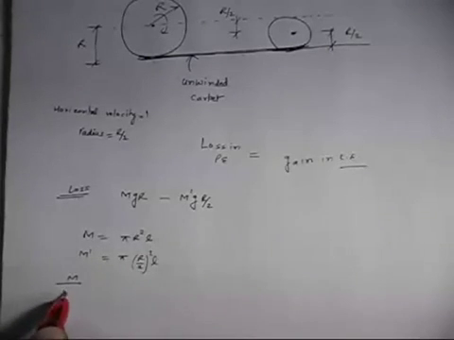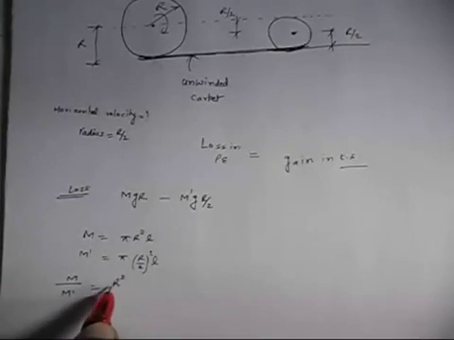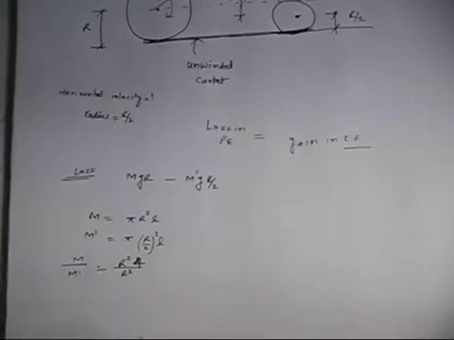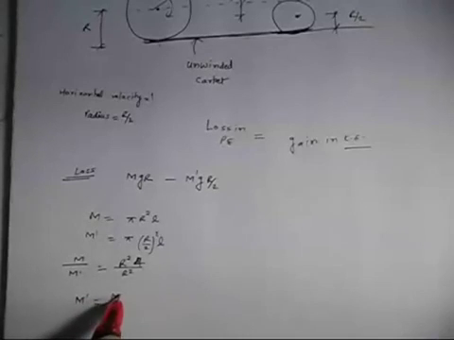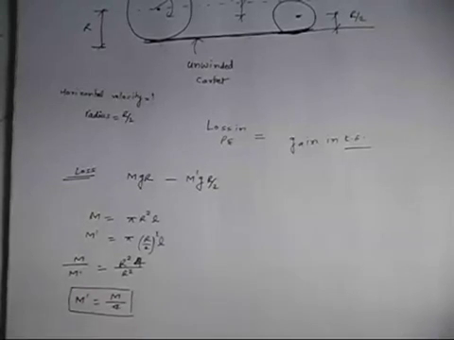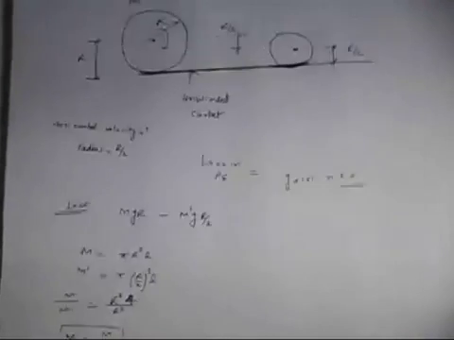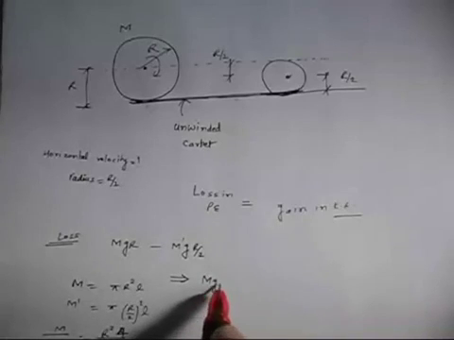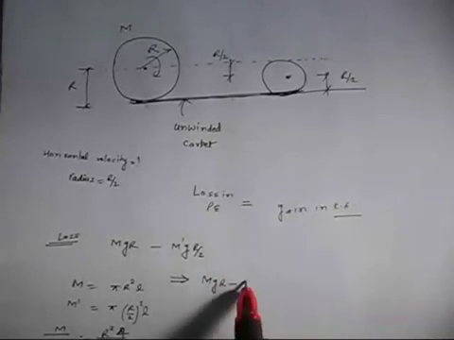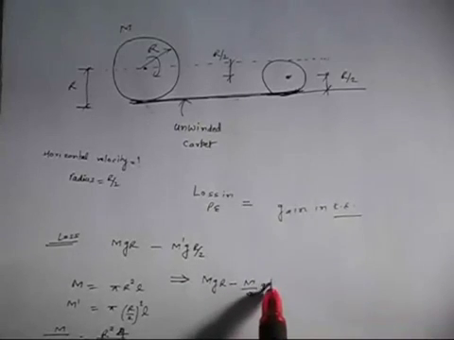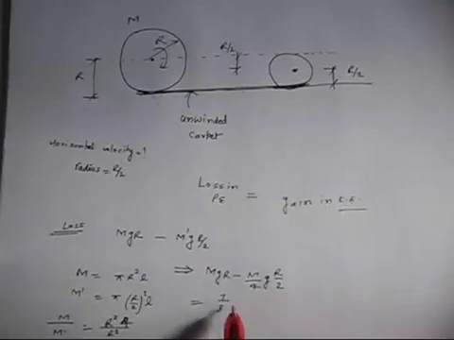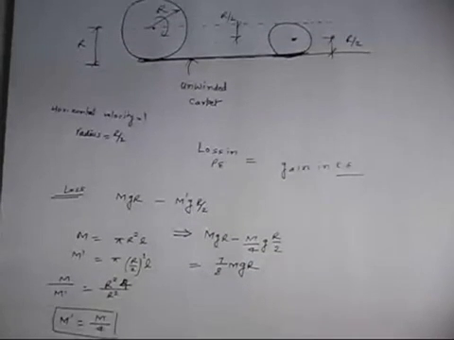So m by m dash is equal to r square by (r by 2) square, which is 4. So we can say m dash is nothing but m by 4. Now I know the new mass of the carpet is m by 4. So let us put this value here. Loss is mgr minus (m by 4) g r by 2. So this becomes 1 by 8, so 7 by 8 mgr. So this is the loss in potential energy, that is 7 by 8 mgr.